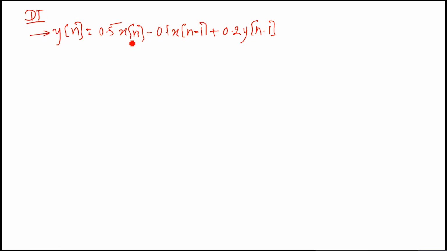What we have seen so far is that this difference equation completely describes your system. It is an equation which gives the relation between input and output of a discrete time system. If x of n is the input and y of n is the output, the relation between x and y is given by this difference equation, and this completely describes your discrete time system. And as I mentioned, we are going to limit ourselves to LTI systems.